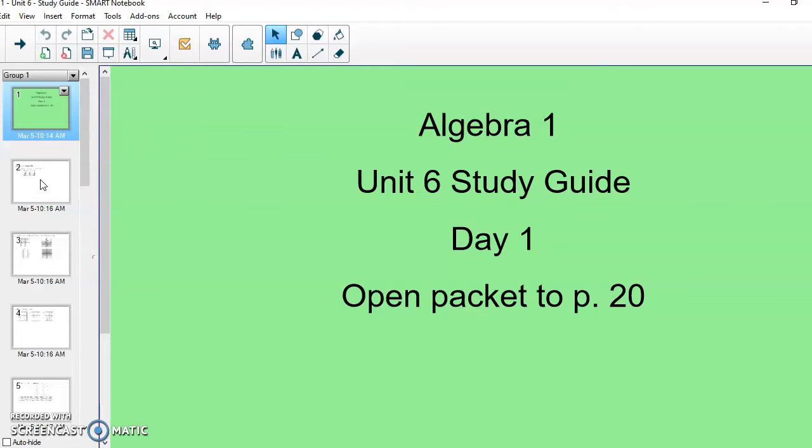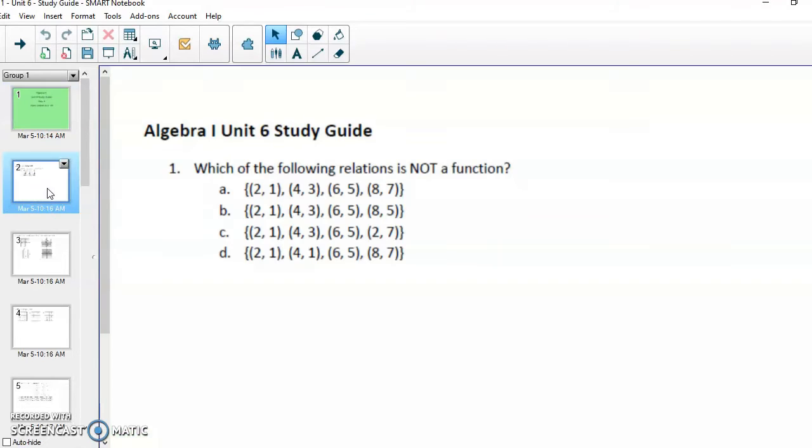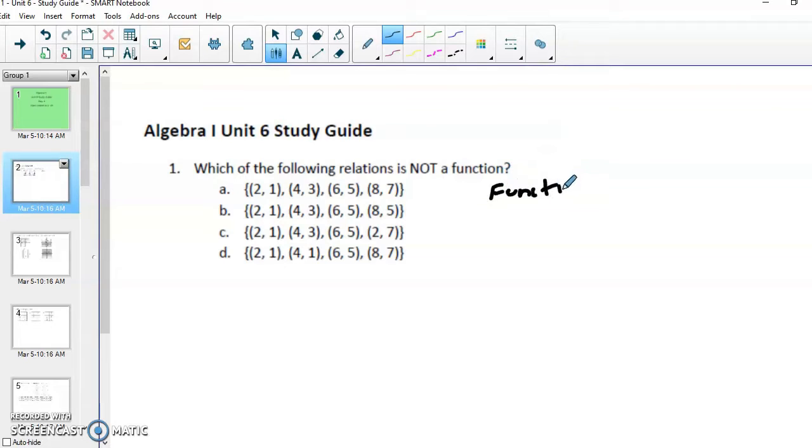Please open to page 20. Which of the following relations is not a function? So in order for something to be a function, the x values cannot repeat. So you're looking through the choices here, which is the only one where x values don't repeat.